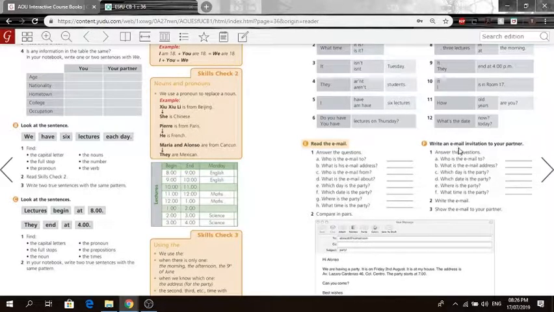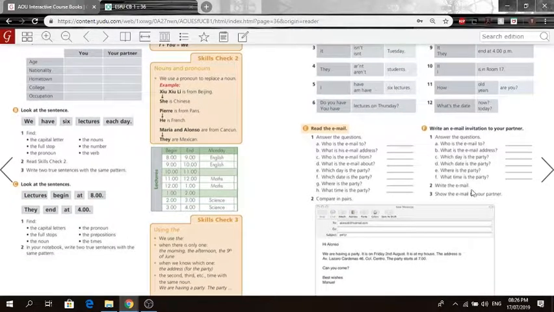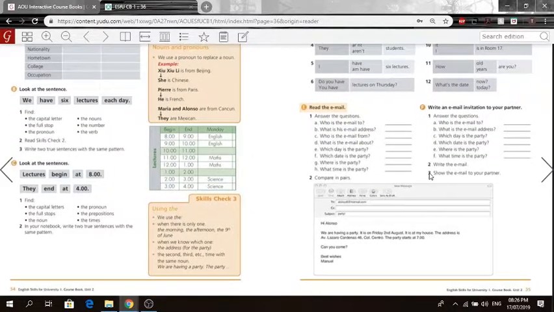Write an email invitation to your partner. So answer these questions now. Who is the email to? Again, it's basically the exact same. So write the email, show the email to your partner, and compare in pairs.